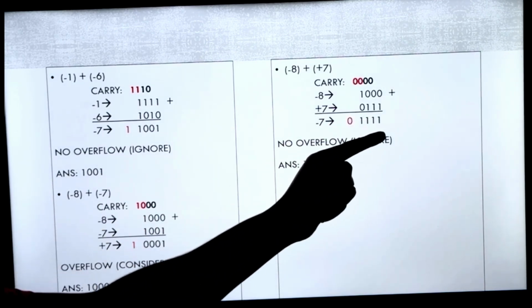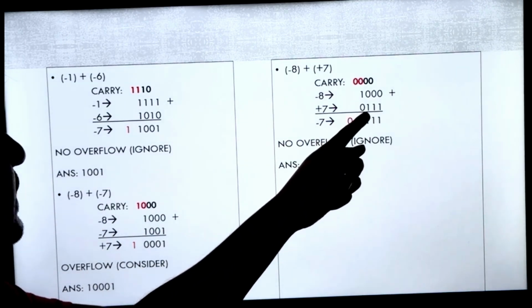See here, I am adding -8 plus -7. So -8 plus -7 I am adding, and finally we are getting 1, 0 as the first two carryout bits. So if it is 1, 0 means we have to know that there is an overflow. We cannot ignore the carryout bit. So final result will be 1, 0, 0, 1. Fine.